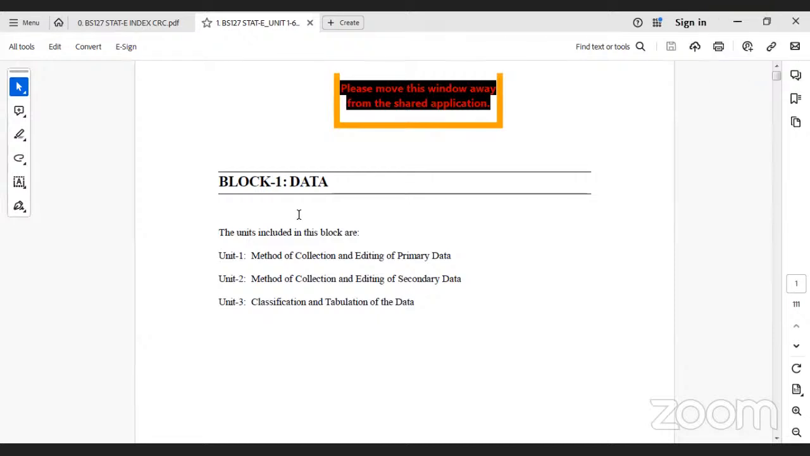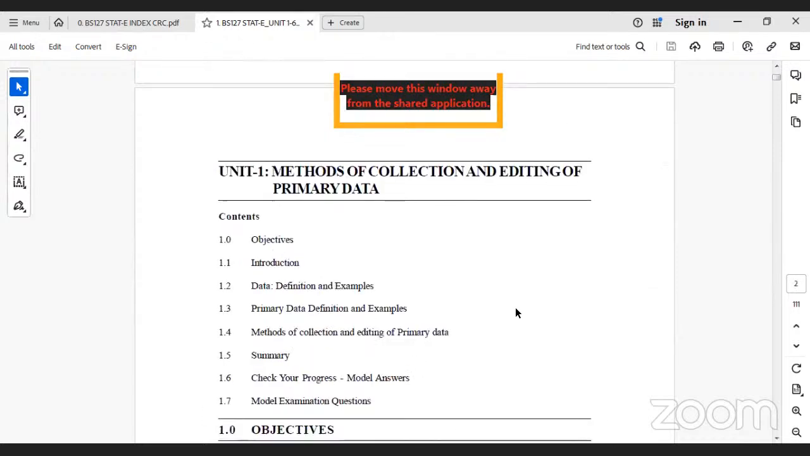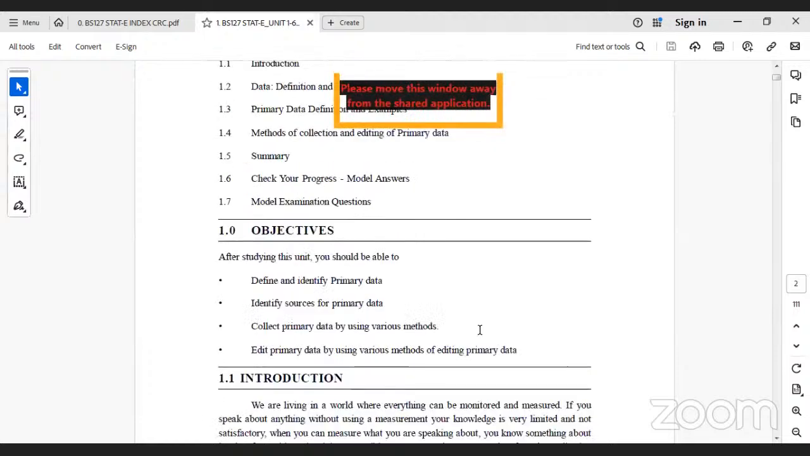In block 1, method of collection and editing of primary data, method of collection and editing of secondary data, classification and tabulation of data. This is phase 1. So, method of collection and editing of primary data. In the data definition, with examples, how we can take the primary data and how the raw data will be, how to define primary and secondary data. In the first unit we discuss only primary data with examples.